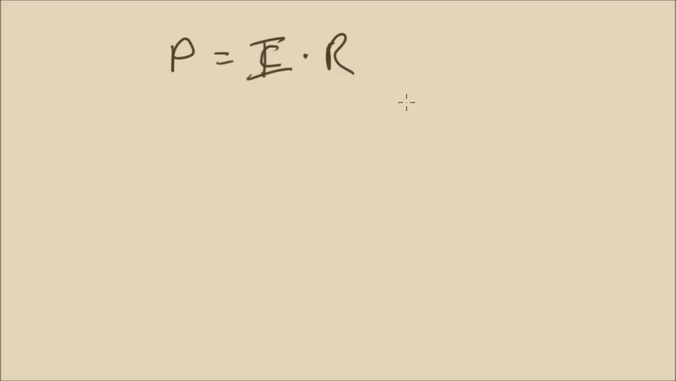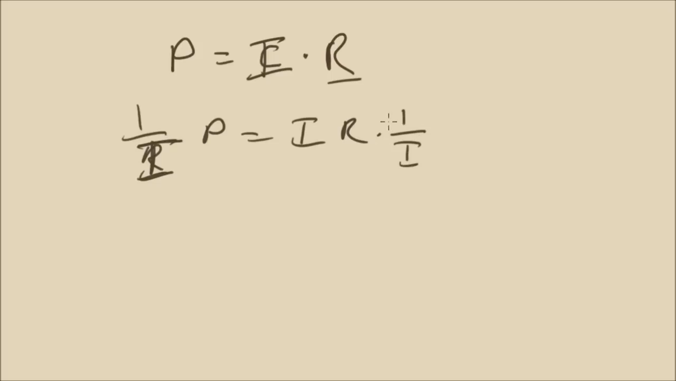Well, what I do here is I'll multiply both sides by 1 over I, sorry. So I'm looking for my resistance. So 1 over I on both sides. Why does this work? Because of my equation here. As long as I do the same thing to both sides, everybody's happy. So R is going to equal P over I.